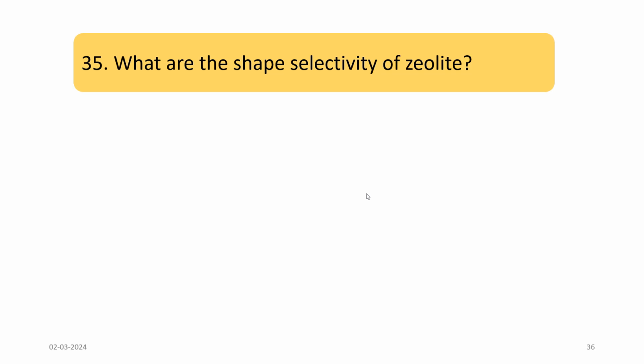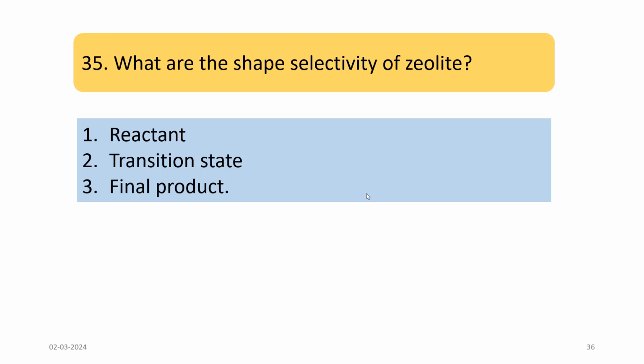What are the categories of shape selectivity of our zeolite? The answer is three. There are three categories: reactant type, transition state type, and final product type.